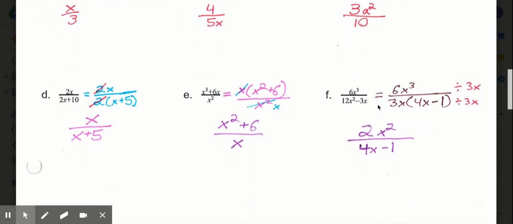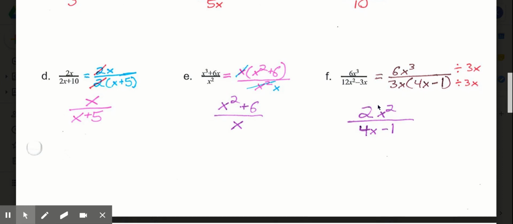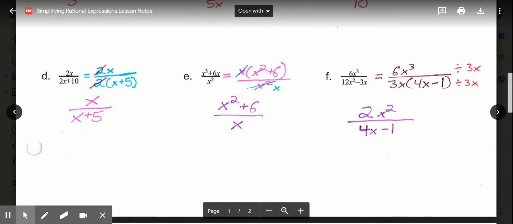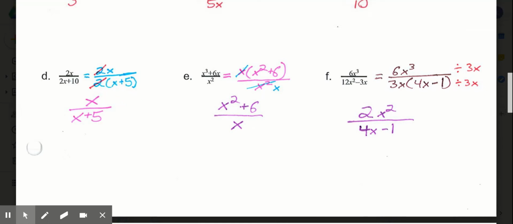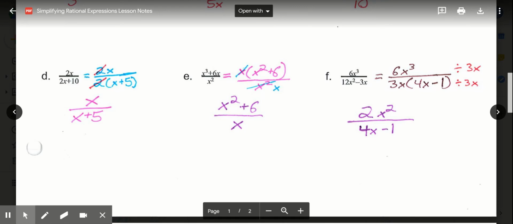Then we move down into the next 3 examples. With these ones, we can do some factoring before we simplify. Our top is 2x, the bottom is 2x plus 10. On the bottom, I can divide out the 2. 2x plus 10, both divide by 2. That gives me 2 times x plus 5. Now, 2x over 2 times x plus 5. The 2's cancel out, so I'm left with x over x plus 5.